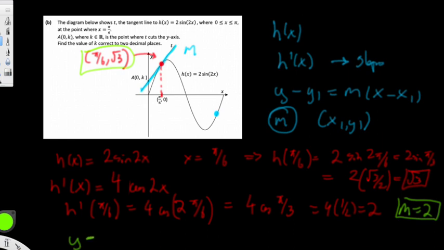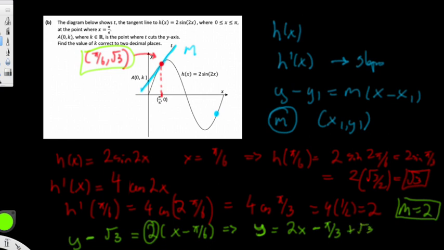So now y minus y1 is y minus root 3 is equal to m, which was 2, times x minus pi over 6. Now it might look a little bit ugly, but what we need is to get the y on its own on one side. So that would be y is equal to 2x, multiplying that out, minus pi over 3. So we multiply that 2 by the pi over 6, we'll get minus pi over 3, and then plus root 3. And you know what I'm going to do? I'm just going to swap those two around, write the root 3 first, plus root 3, and then the minus pi over 3.